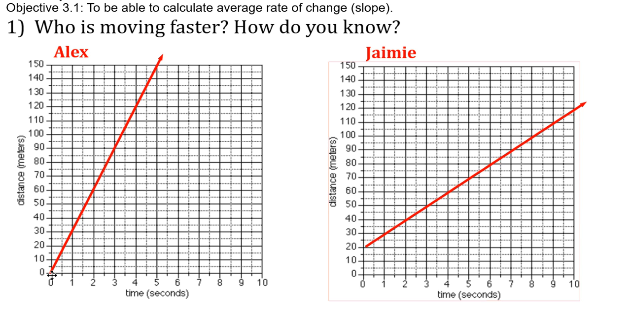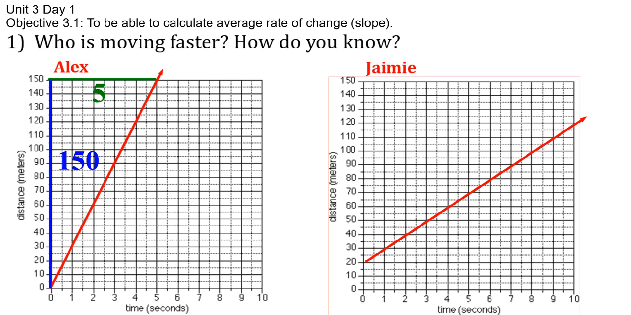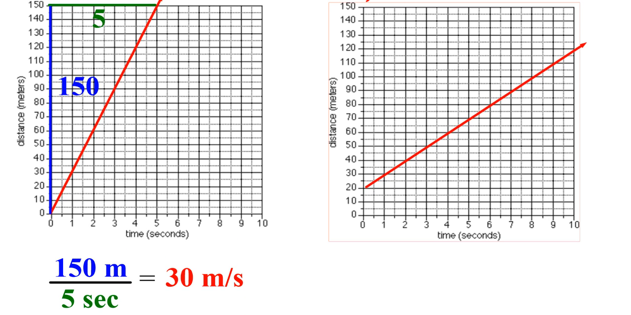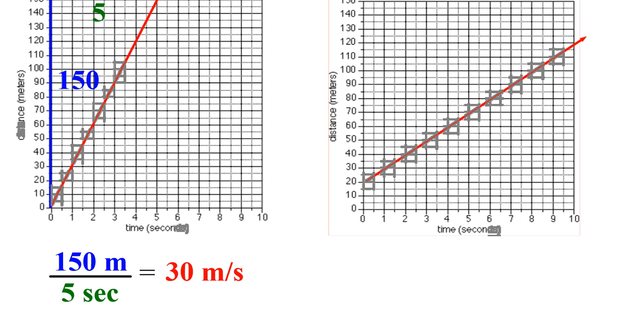Alex is starting at the point 0, 0. So the distance at the definite start, time is not started yet. Well, over the course of 5 seconds, Alex has now traveled 150 meters. So what does that mean for us? If Alex has traveled 150 meters in 5 seconds, that means the rate of change for Alex is 30 meters per second.